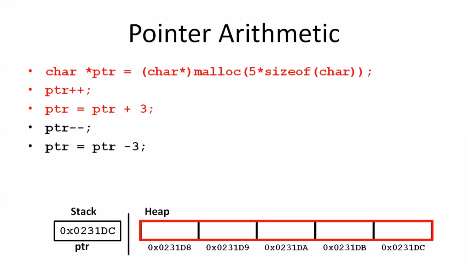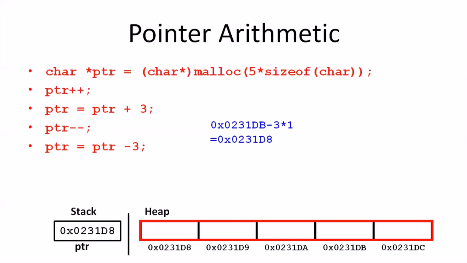When ptr is decremented by 1 by executing ptr--, the value of ptr gets decremented by 1 * 1, that is 1, and thus ptr now holds 0x0231DB. On further decrementing it by 3, we get 3 * 1 equal to 3, which gets deducted from ptr, resulting in 0x0231D8. Note that even in this case, incrementing ptr by 1 makes it point to the next cell of the array, while decrementing its value by 1 makes it point to the previous cell of the array.